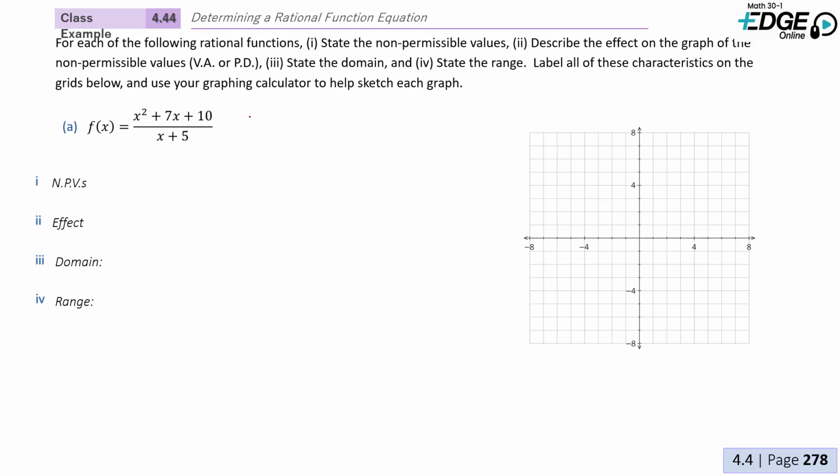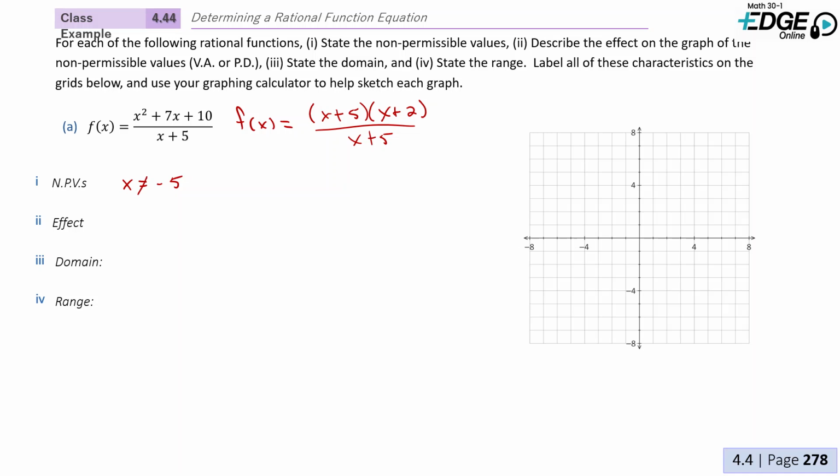So let's rewrite this as f of x is equal to x plus 5 times x plus 2 over x plus 5. All right, so now the non-permissible values. Well, we have a non-permissible value at x is equal to 5. Oh, negative 5 rather. So we'll say x cannot equal negative 5.